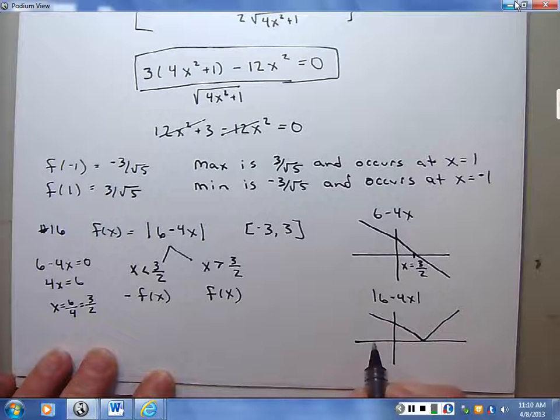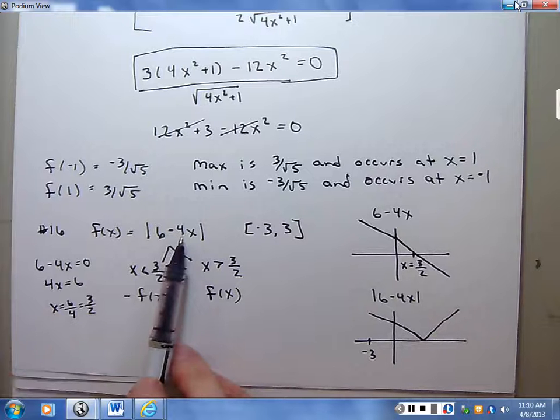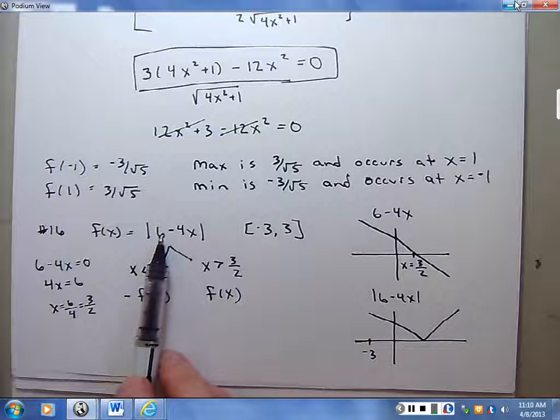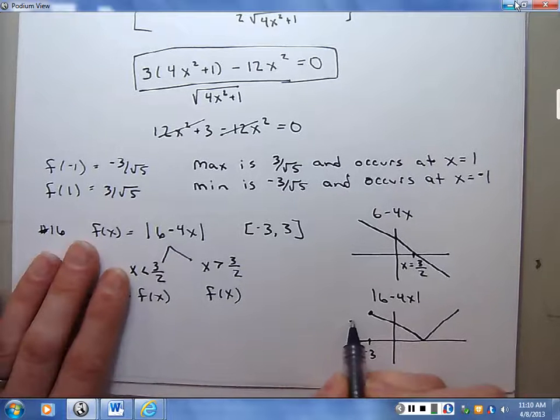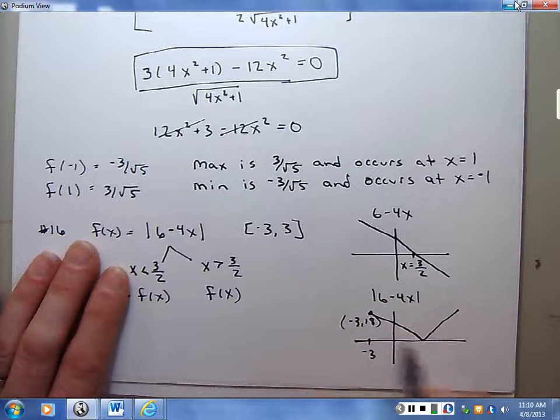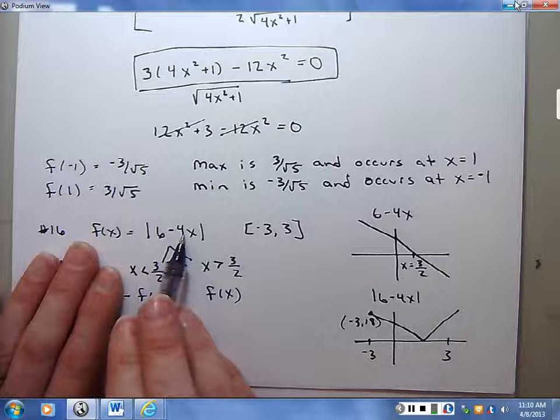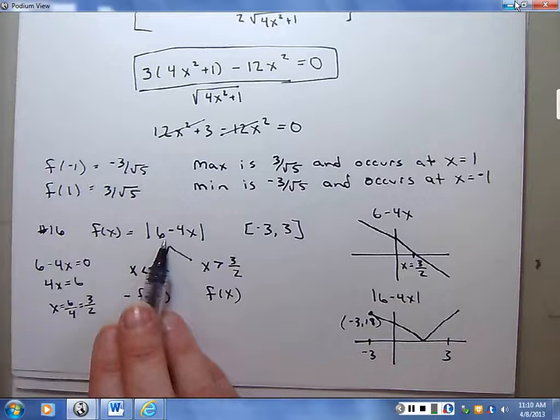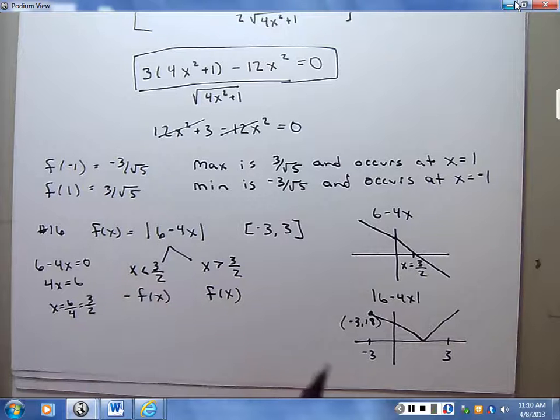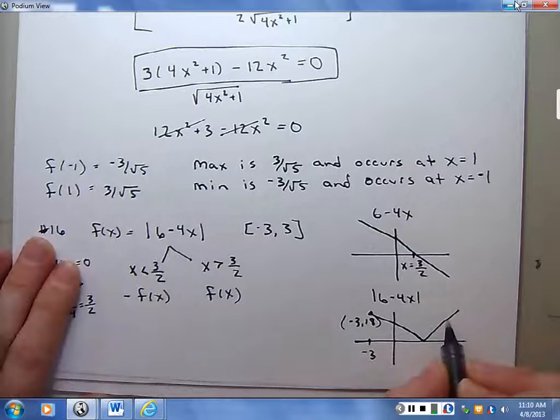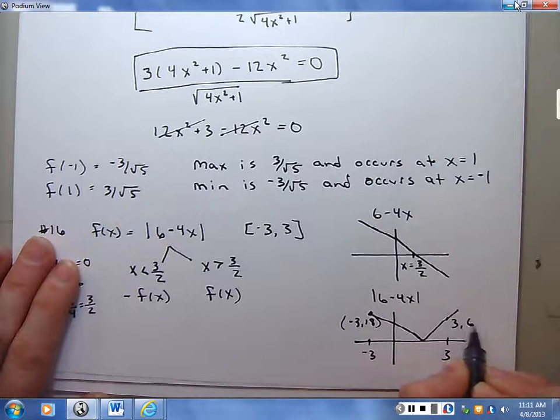So if I plug in minus 3, what would I get? 12 plus 6, so 18. So this is minus 3 comma 18. And if I plug in 3, I get 6 minus 12, which would be minus 6. So it would be a positive 6 after the absolute value. So this would be 3 comma 6.